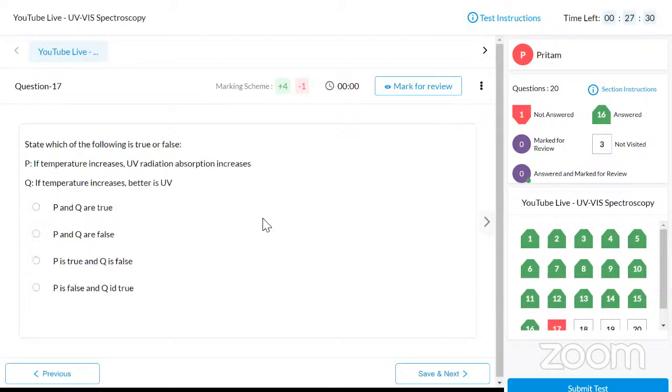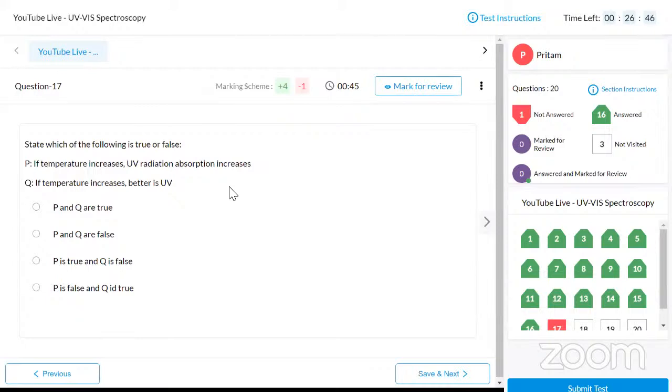So saving and moving on to the next, we have: state which of the following statements is true or false. P, if temperature increases, UV radiation absorption increases. Q statement states that if temperature increases, better is the UV. So which of the following is your answer? Option A states P and Q are true. Option B states P and Q both statements are false. Option C states that P statement is true and Q is false. And option D states that P statement is false and Q statement is true.